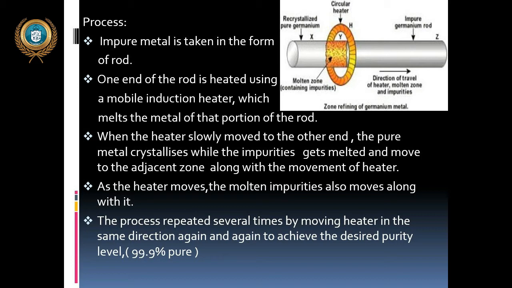germanium. Then one end of the rod is heated using a mobile induction heater which melts the metal of that portion of the rod, which means look at the diagram here. The first part of the rod is surrounded by a heater and we heat it using a mobile induction heater. An induction heater is just an instrument used for the heating process. And it is called a mobile induction heater; mobile means it can be movable. So we take an induction heater that moves, and we are going to move it along the entire rod.